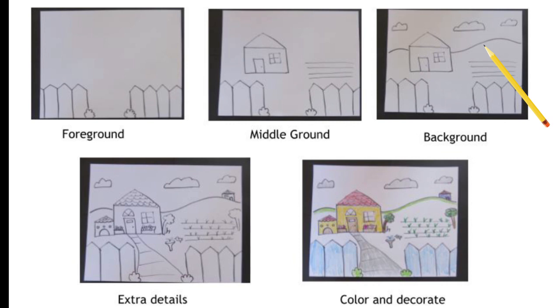For the background, we added a rolling hill and clouds. Other variations would be trees, or a small fence, mountains. Now, add any extra details you want. We added details to the house, some plants in the garden, and a bird feeder. Color and decorate as you wish.